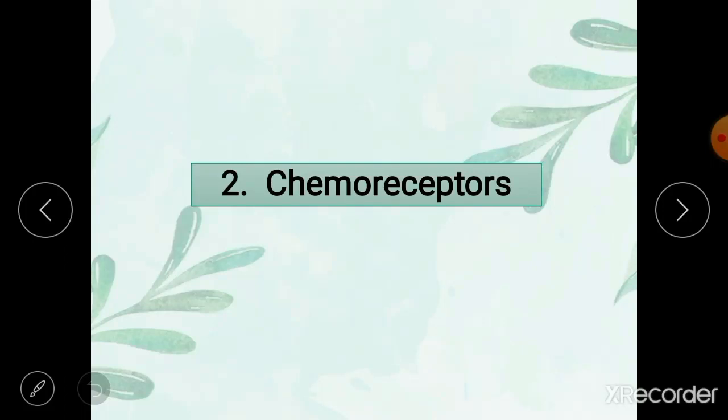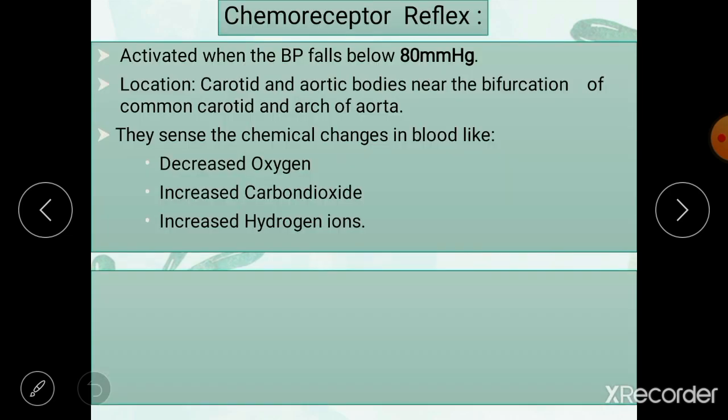Let us move on to the second type of receptors which are also involved in the rapid control of blood pressure. These are the chemoreceptors. Chemoreceptors are activated when your mean arterial pressure falls below 80 millimeter mercury. Their area of control overlaps with the area of control of baroreceptors, since baroreceptors are activated when the blood pressure falls as low as 60 millimeter mercury. So the chemoreceptors overlap with the baroreceptor control, and they help in consolidating the control of the baroreceptors.